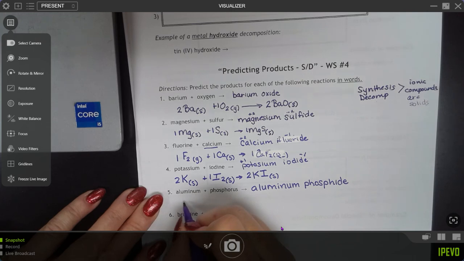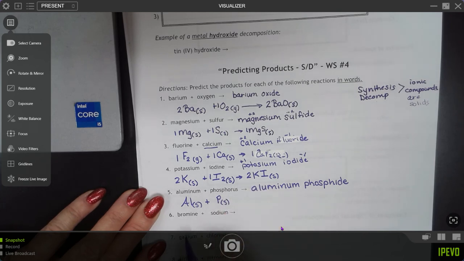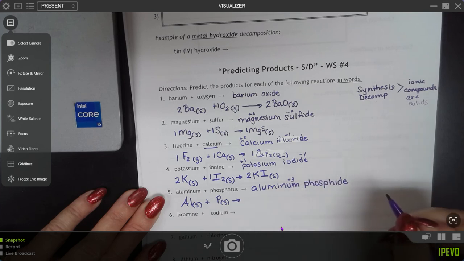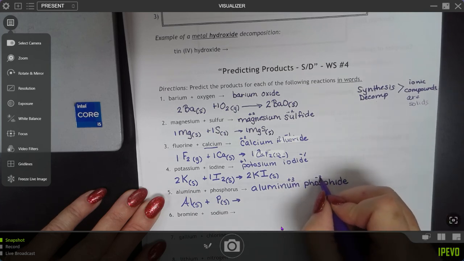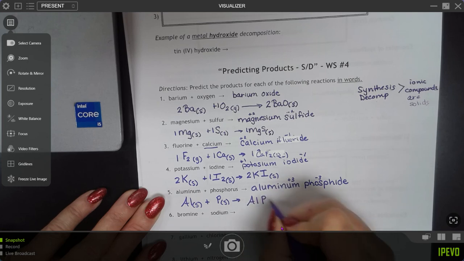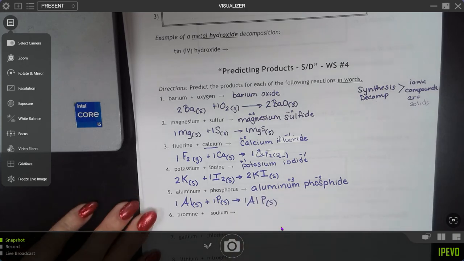All right, so we have aluminum solid and phosphorus solid. Neither one of those are diatomic. And we produce aluminum phosphide. Aluminum forms a +3 ion. Phosphide is a -3 ion, so those cancel. Also, this is another sweet one. That one's already balanced with 1s. All right.